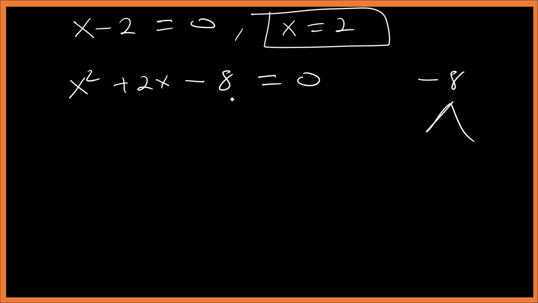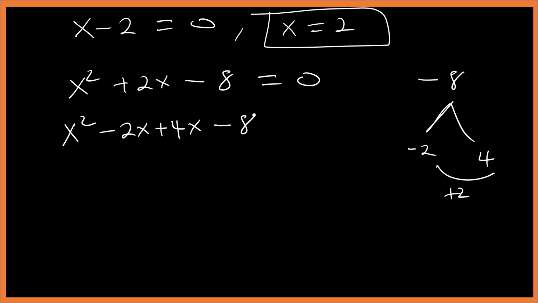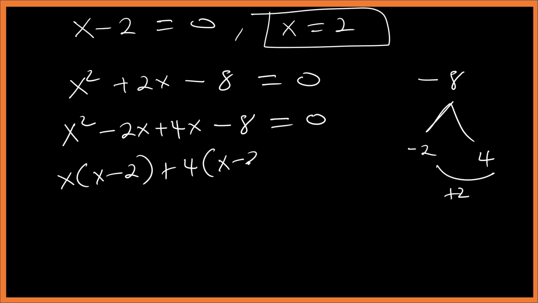So let's find two numbers that multiply to give us minus 8 and add to give us the coefficient of x. So minus 2 and 4. When we add, they give plus 2, and when we multiply, they give minus 8. So we have x squared minus 2x plus 4x minus 8 equal to 0. So we have x out, x minus 2, plus 4, x minus 2 equal to 0.